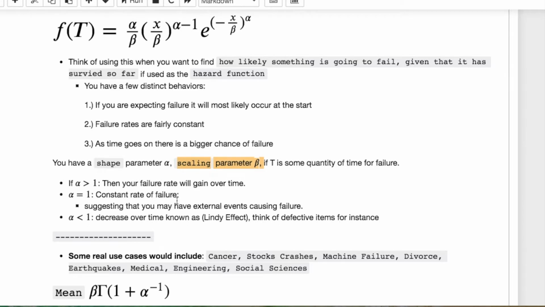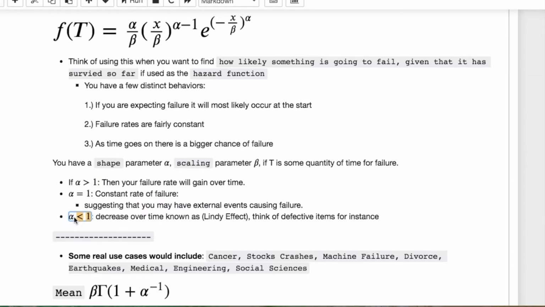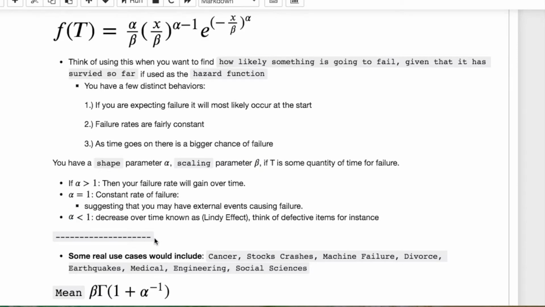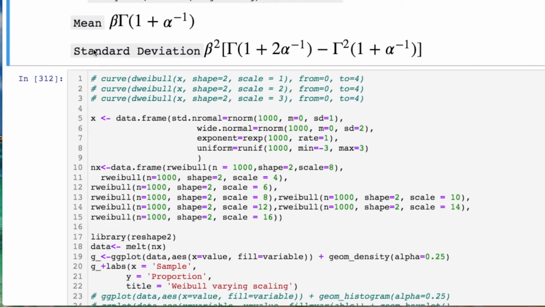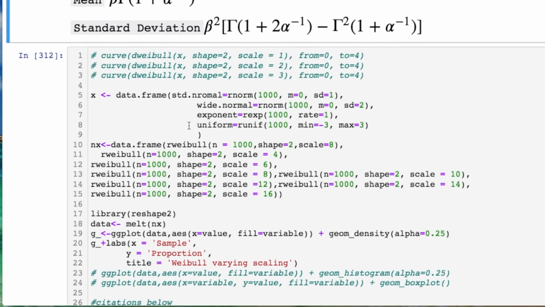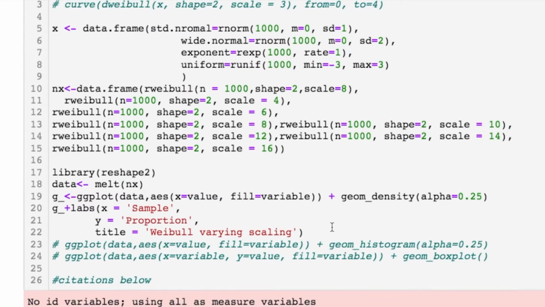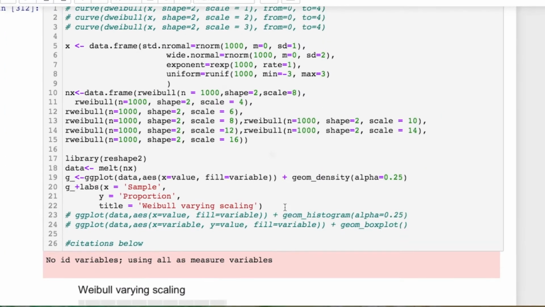Now, here's three particular scenarios. If you have alpha equal to 1, then you have a constant rate of failure. If it's greater than 1, the rate of failure is going to increase over time, and then the opposite if it's less than 1. And that would mean that you have defective items. Now, here's the mean and the standard deviation if you care. And you could pause this if you're interested in plotting this out or seeing what was done here.